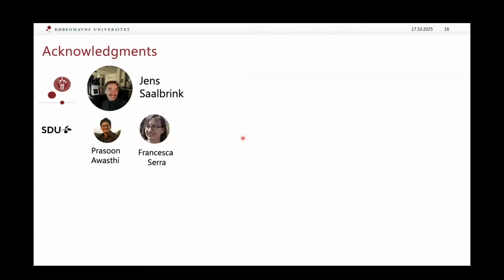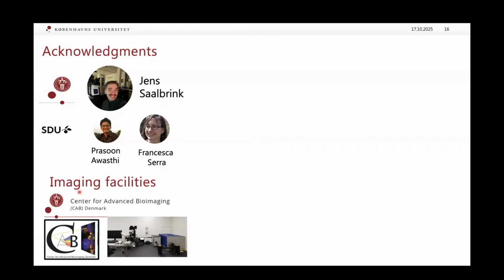And so I want to acknowledge Jens. He's the one who's been making the dough for the research I showed. So he's the one who went from working with the pink dough with rhodamine to now the label-free dough. And the people at STU, Preston and Francesca, who are helping us with the analysis. Our imaging facilities here at the Frederiksberg campus at the University of Copenhagen.